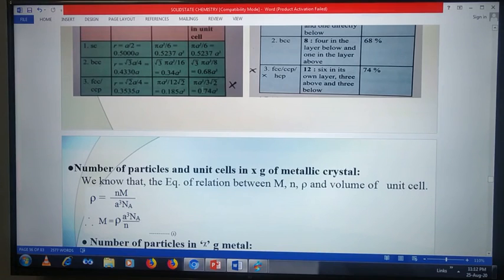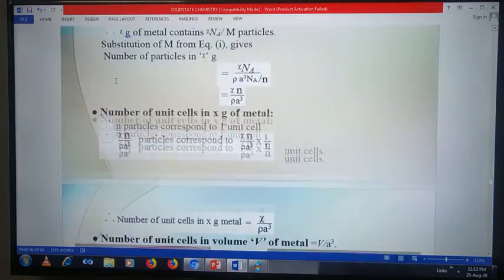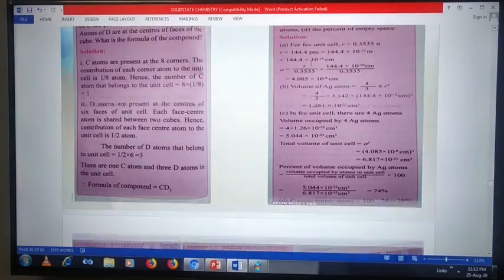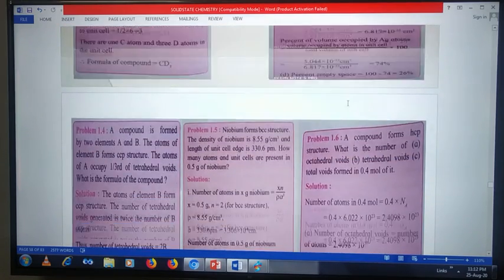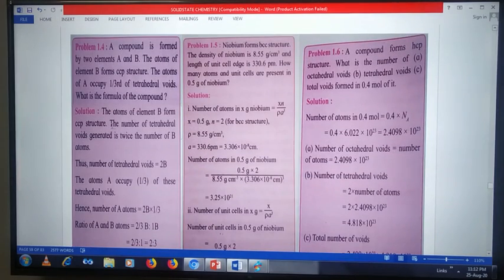We do not go deep into how this comes. We just know the relation between radius and the edge length for this type of crystal lattice also. So we can just put this value in that equation. For the state board, this problem is not asked in your state board syllabus. So we do not consider this one here. Now look at problem 1.4.